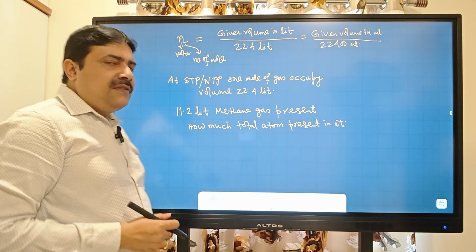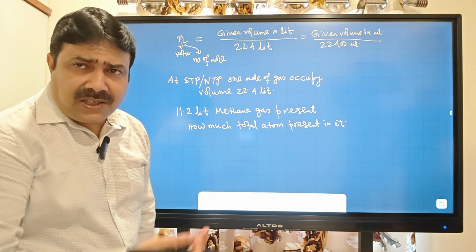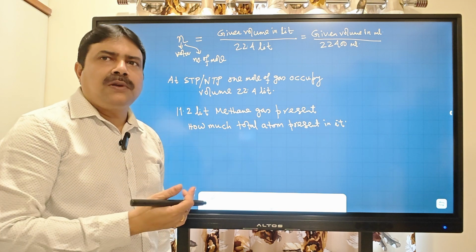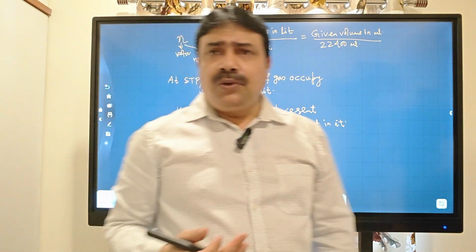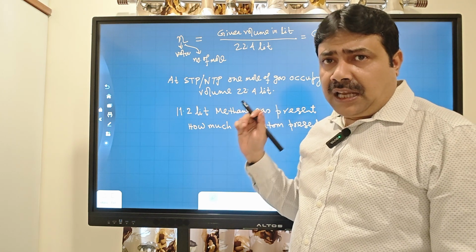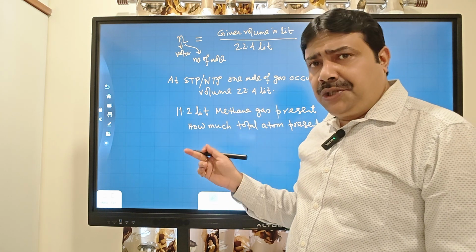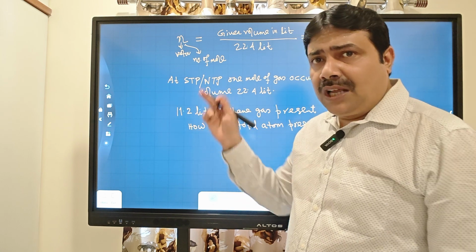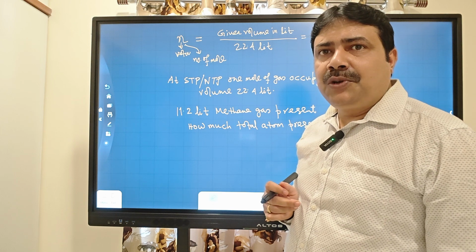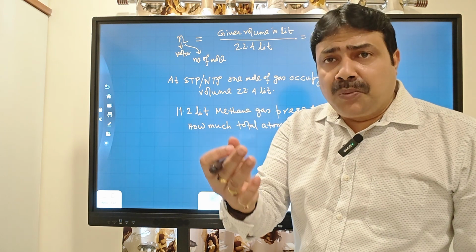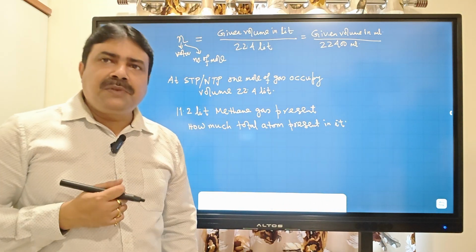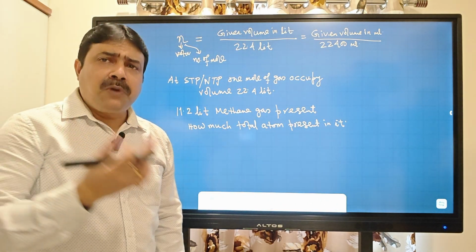Whenever they are asking total number of atom, total number of electron, total number of proton, I told what you have to do. First you have to calculate the number of moles, and then number of moles into Avogadro number into one of the substance. That means in one of the methane molecule how many atoms are there. With that you have to multiply, or you can say atomicity. Atomicity means the number of atoms present in one of the species. It may be ion, it may be molecule.